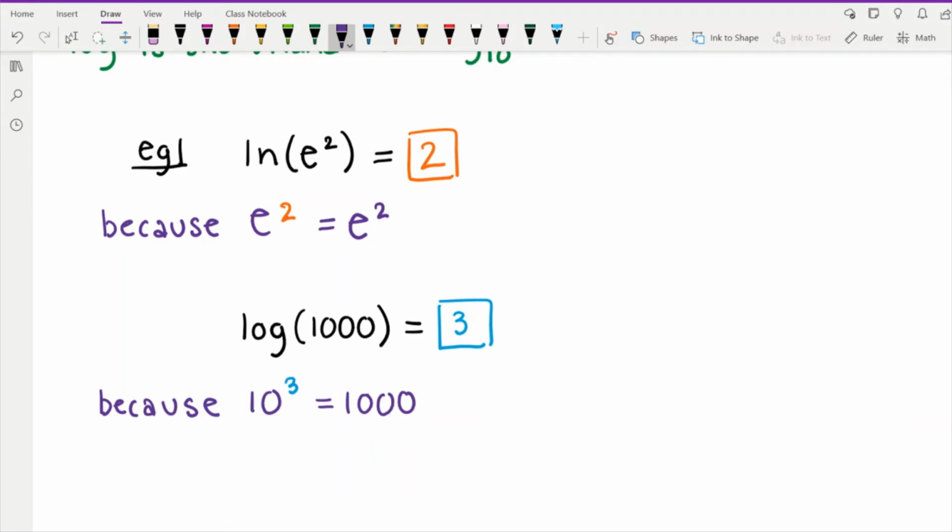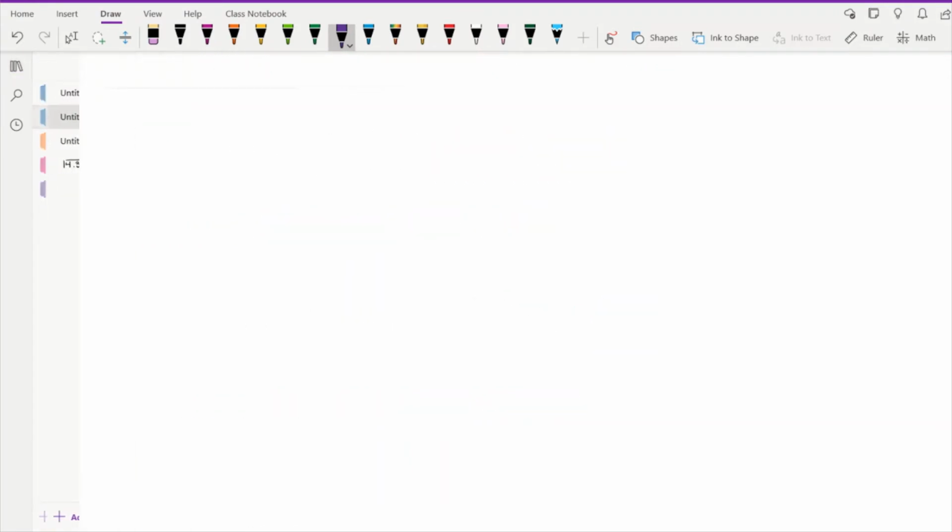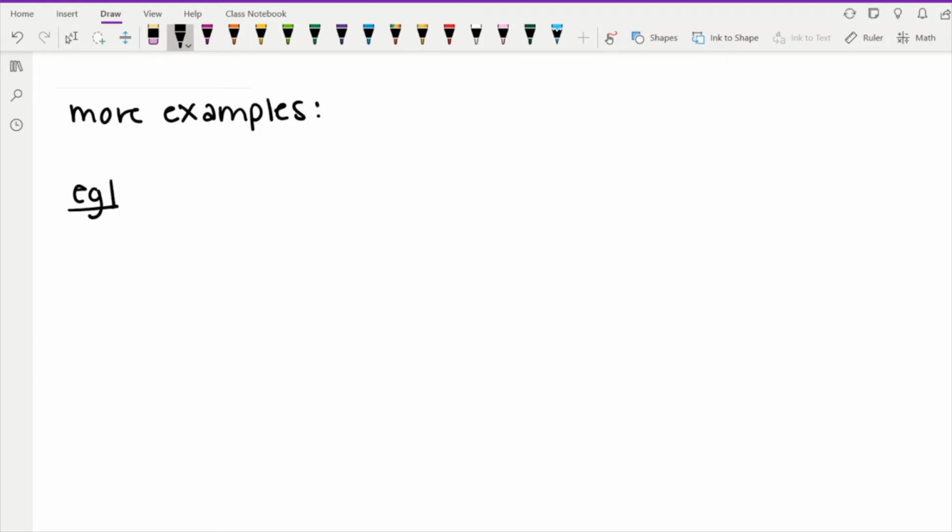Okay, so I want to now do a few examples that are a little bit trickier. These are going to bring up some of the exponent rules that we discussed in an earlier video, in our first video about exponential functions. We talked about how fractional exponents work and how negative exponents work. Those are going to come up now in this portion. Okay, so the first one I want to do is log base 3 of 1/9.